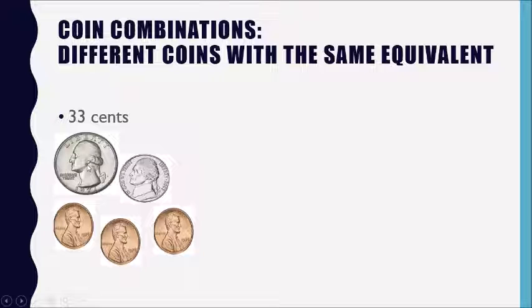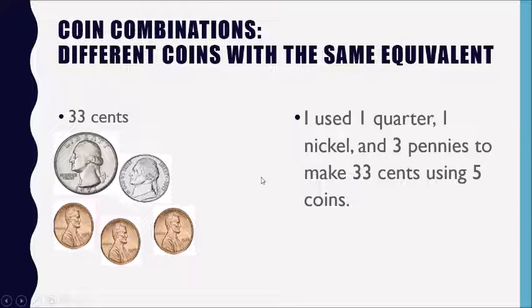This one, I see we have 1 quarter, which is 25 cents, a nickel, which makes it 30 cents, and 3 pennies, so that's 31, 32, 33. So this coin combination right here still gives us 33 cents. I used 1 quarter, 1 nickel, and 3 pennies to make 33 cents using 5 coins. 1, 2, 3, 4, 5.